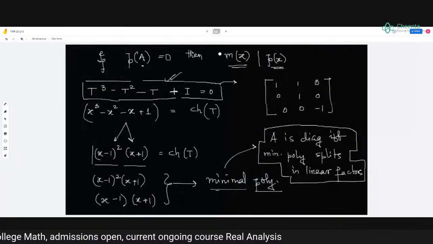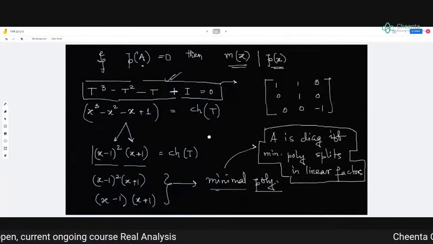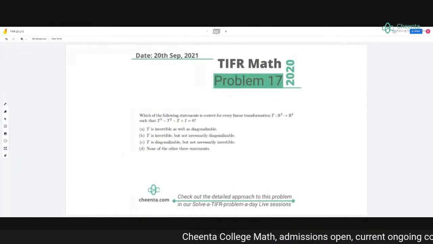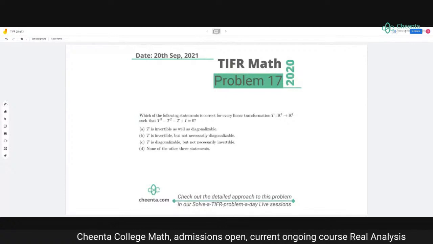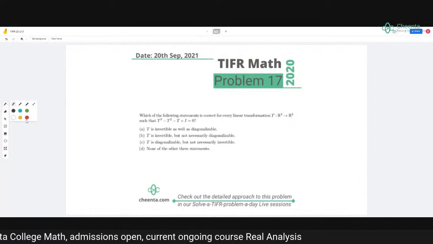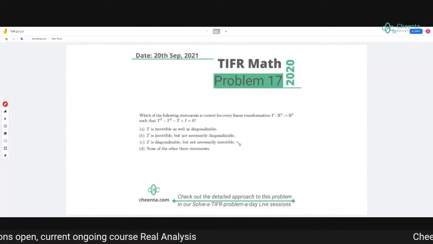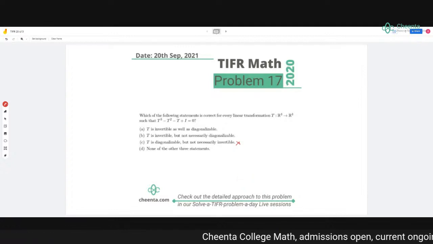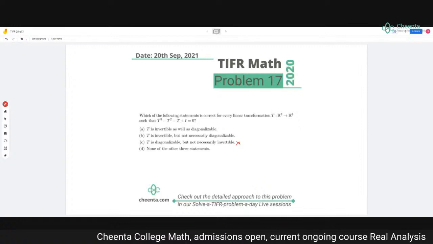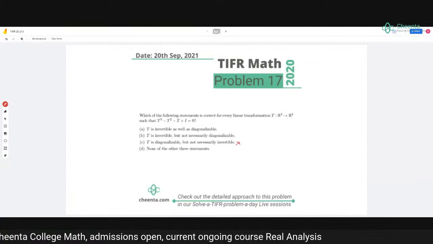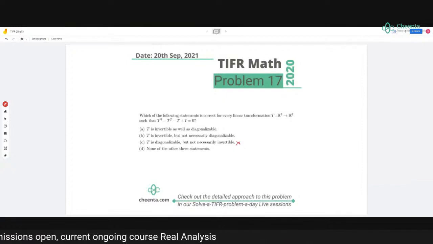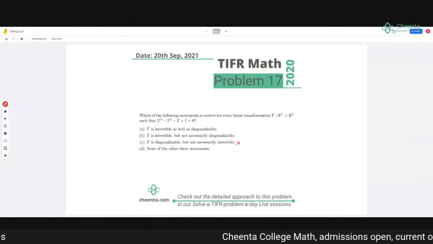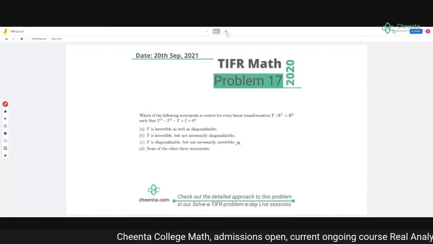Now from here, since the eigenvalues are 1 or -1, some options can be readily eliminated. As of now, we can safely say that this is eliminated. But not necessarily invertible, because even if this is not the characteristic polynomial, the only root it has is either 1 or -1. There is no zero in the roots. Hence, there is no possibility that it will have an eigenvalue 0, right? So that's there.